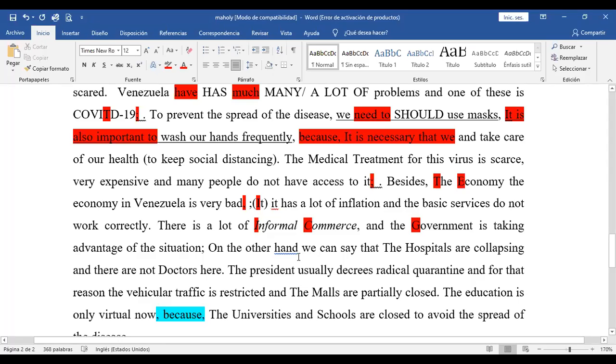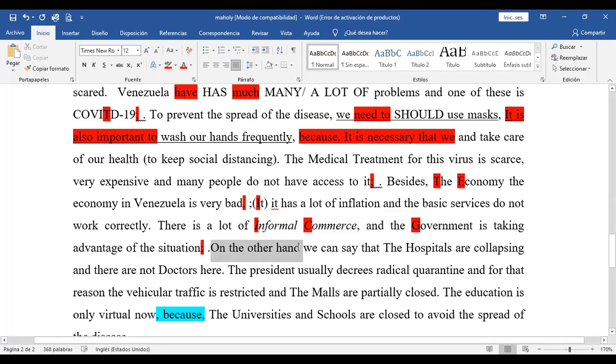Advantage of the situation. Aquí, ¿qué creen ustedes que haría ahí? Period. Muy bien, punto. On the other hand, comma.